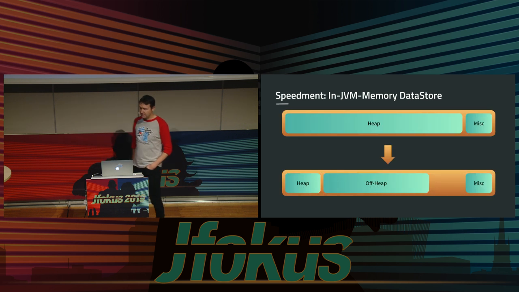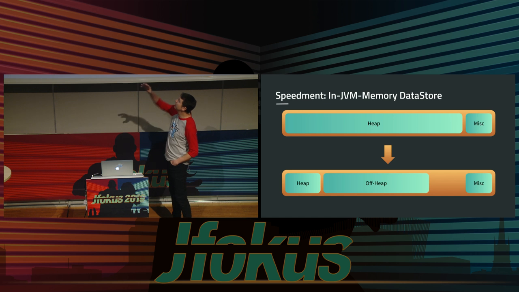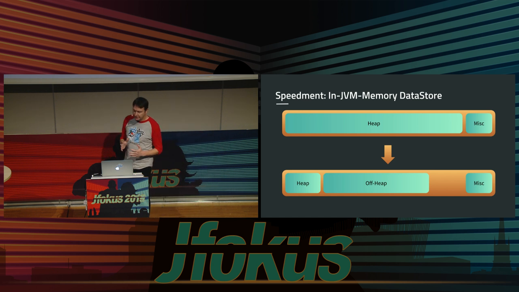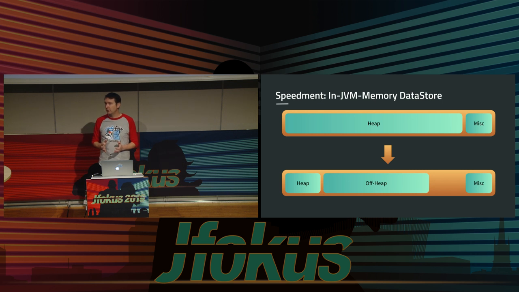So this is the idea. From the beginning, you have a solution with the big heap, but instead you make things smaller because you don't have to have all the overheads of the object, and you put them off heap and you have a very small heap. And that's good for performance and predictability for your application.